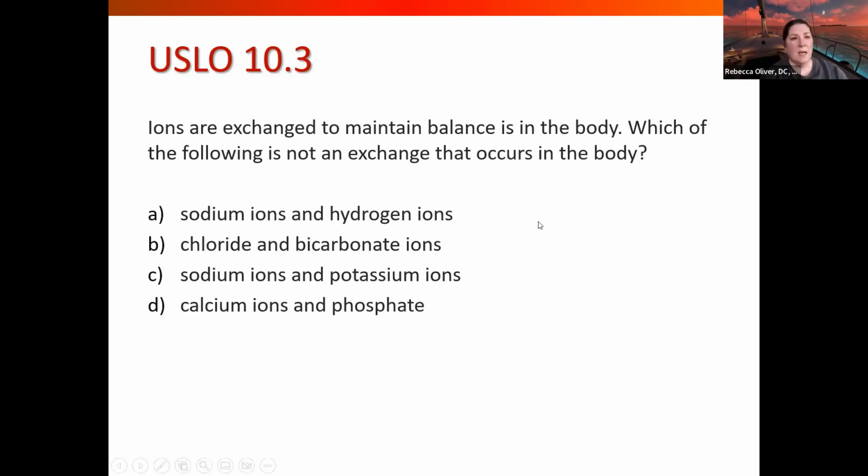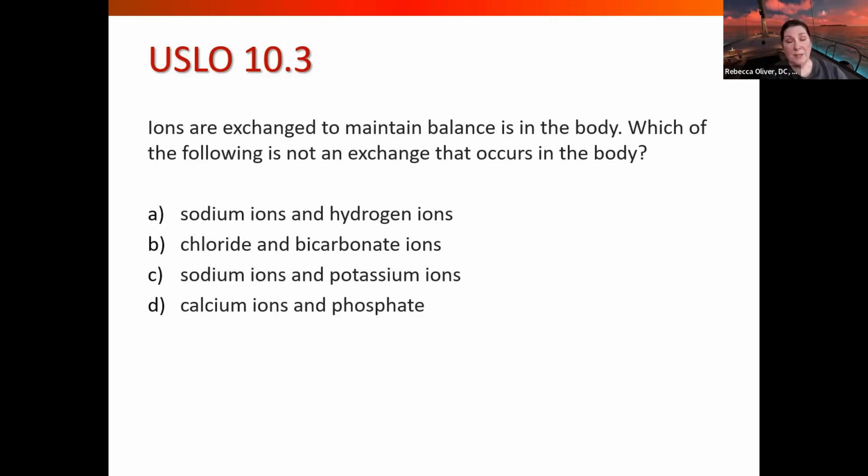All right, USLO 10.3. Ions are exchanged to maintain balance in the body. Which of the following is not an exchange that occurs in the body? So we have sodium ions and hydrogen ions. We have chloride ions and bicarbonate ions. We have sodium ions and potassium ions. We have calcium ions and phosphate ions.